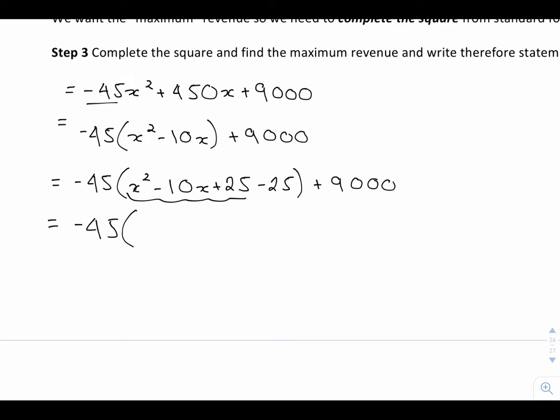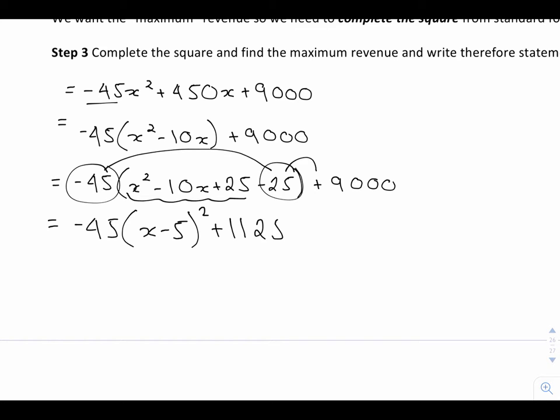This trinomial is always going to be a perfect square trinomial, so I can rewrite it as x minus 5 squared. And this last term, the negative 25, before I take it outside the bracket, I have to multiply it by the negative 45. So negative 45 times negative 25, and then it will come outside the bracket. That gives me 1,125 plus 9,000, which equals negative 45 times x minus 5 squared plus 10,125.